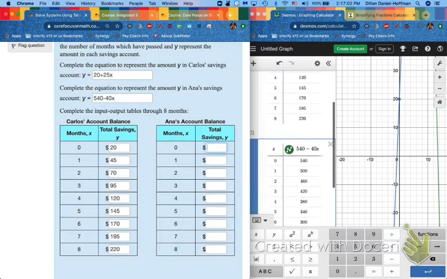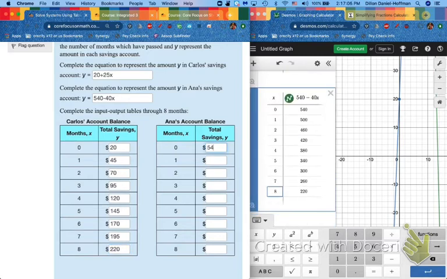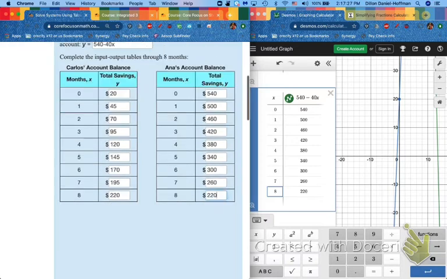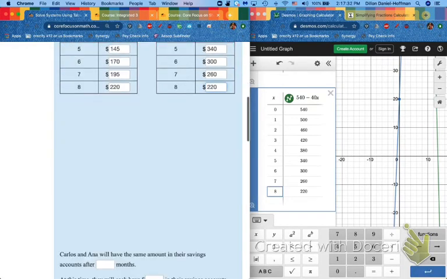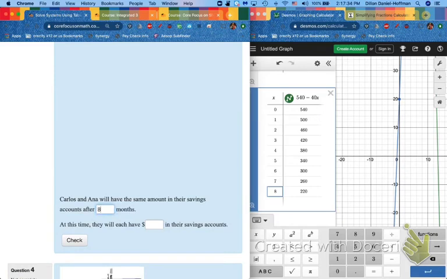And down here, let's go to Anna's. She starts at 540, and each time she loses 40. I'm going to go very carefully to make sure that I don't mistype one of these. 260, and finally 220. All right, and then where do they match? It looks like it's at the very bottom for me. At 8 months, they have $220 left. So at 8 months, 220.